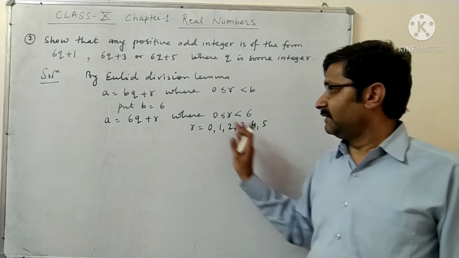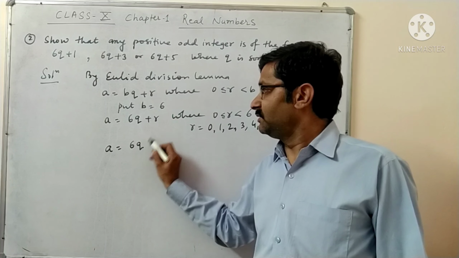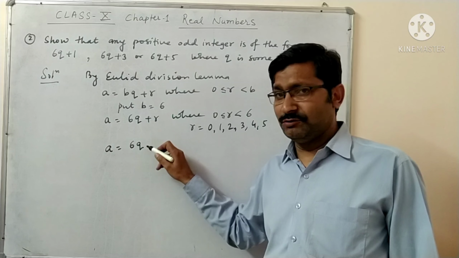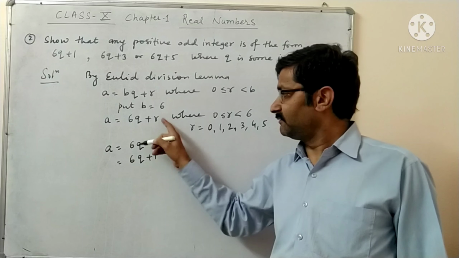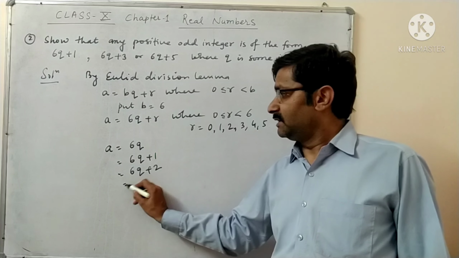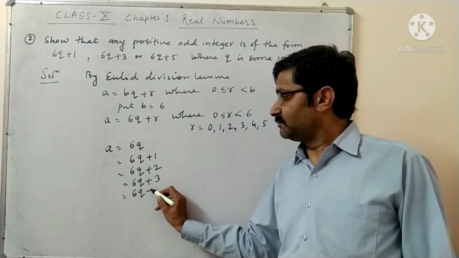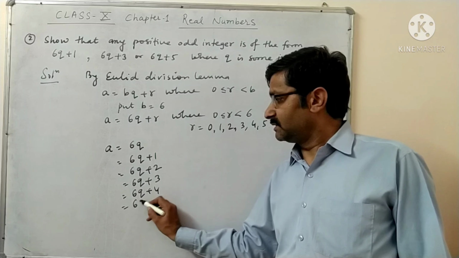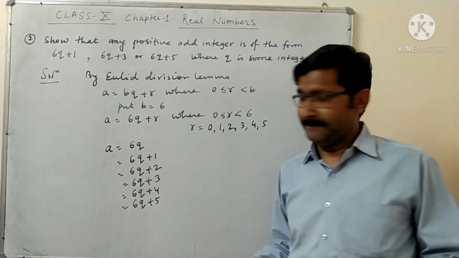Now these values we have to put here. So we can write a = 6q + 0, which is 6q. Then 6q + 1, in place of r we put 1. Then 6q + 2, then 6q + 3, then 6q + 4, then 6q + 5. These values we put in place of r.